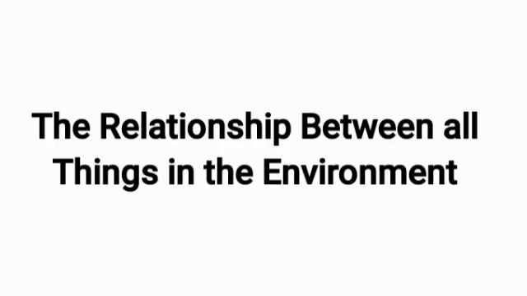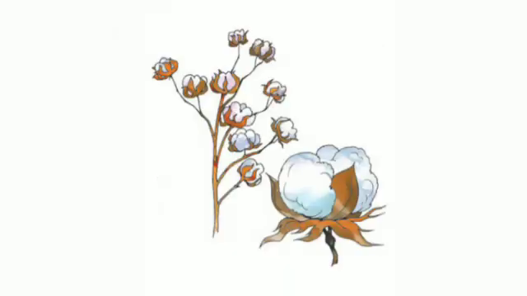The relationship between all things in the environment. Water and air are a part of the environment. All living things need them. Living things also need food. They get their food from the environment. Whatever living things need to survive, they get from their environment. Birds build nests, they need cotton, twigs, and threads to build them. They get these things from the environment.